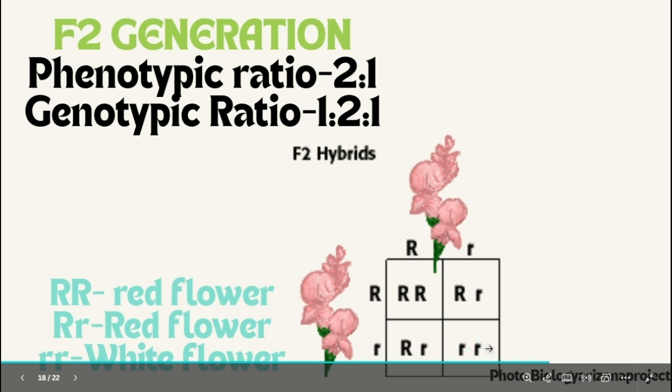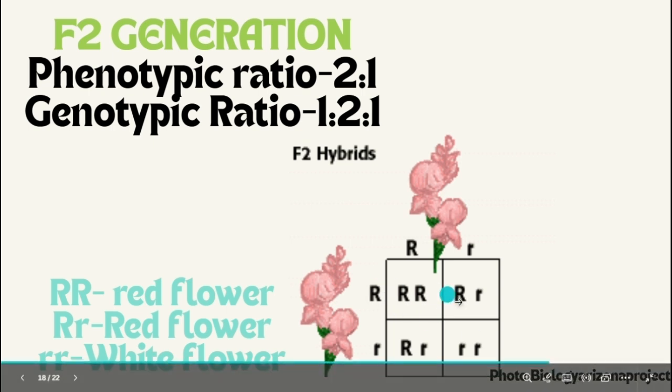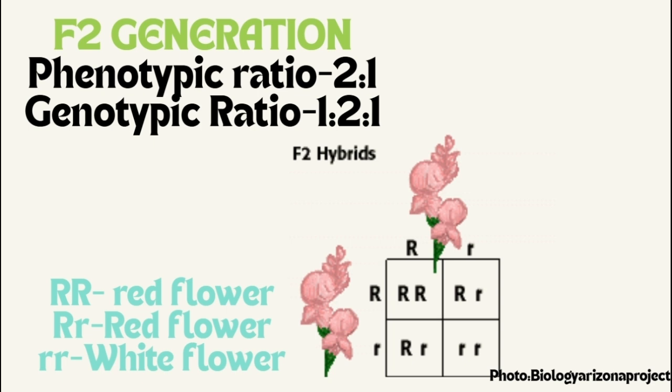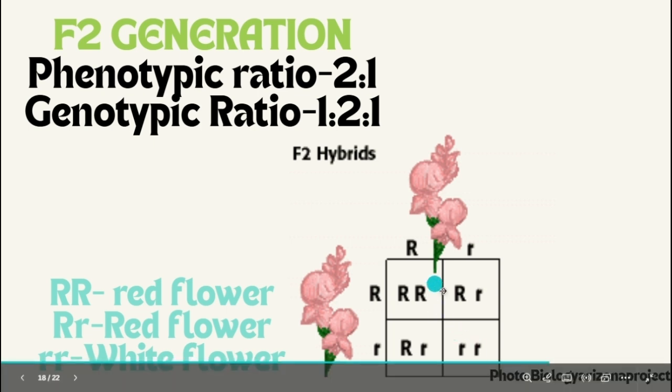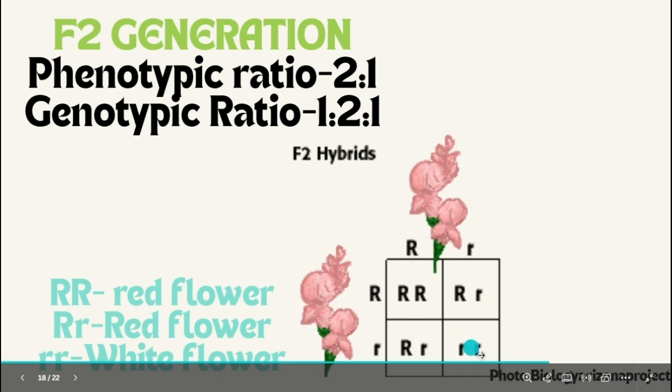And then the last one is going to be little r, which is recessive, and it's going to go for white flowers. So at the end of the day, we have one, two, three. We have three red flowers, and we have one white flower, right? So 3 to 1, right? And then the genotype is going to be one big R, two big R, little r, and then one little r, right?